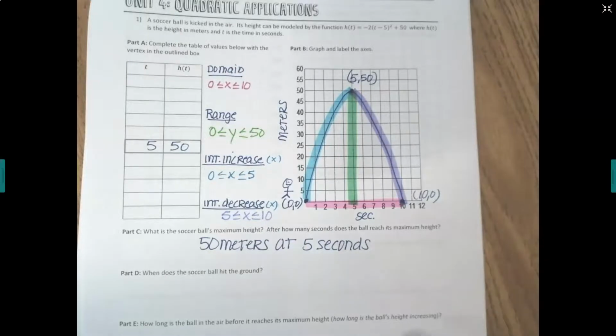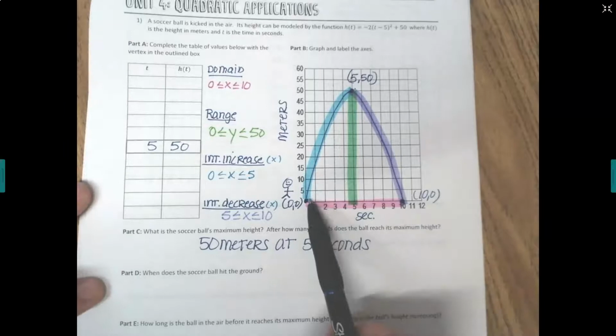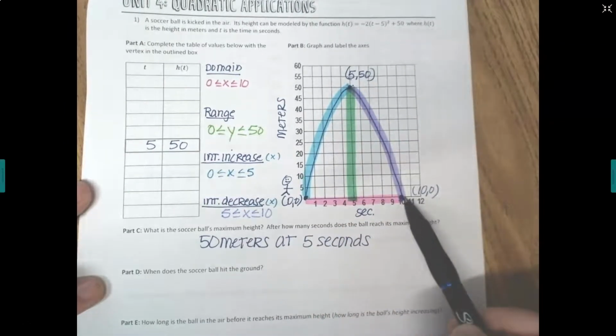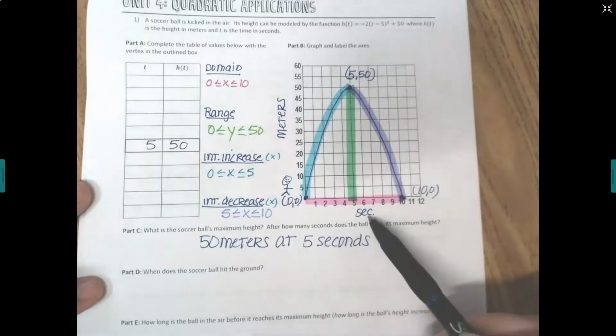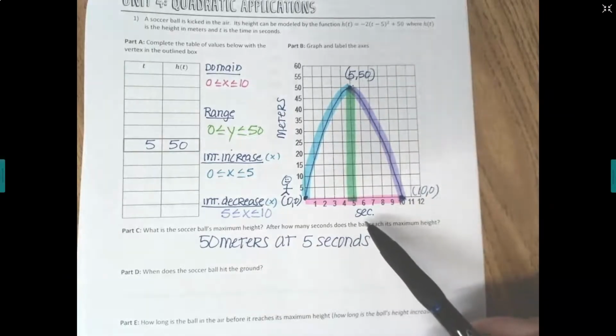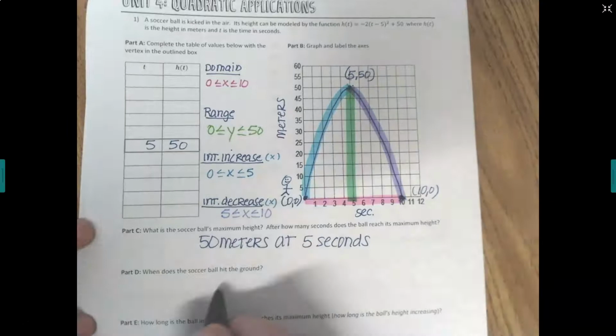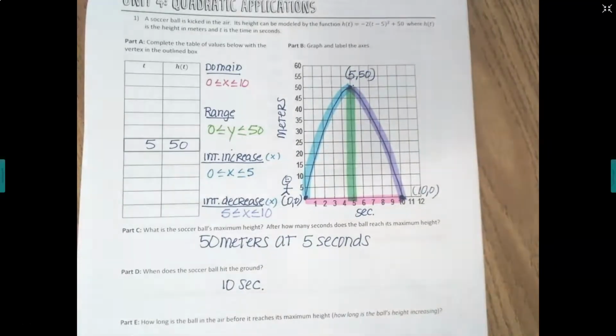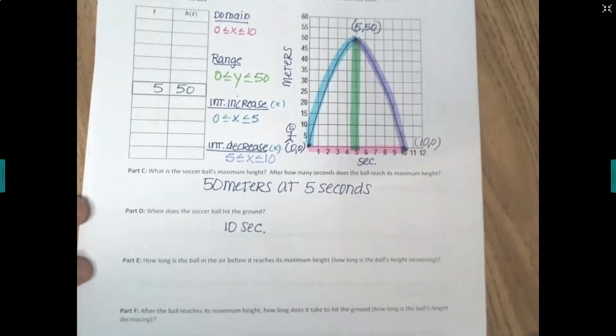Now let's look at part D. When does the soccer ball hit the ground? Well, it starts here. It goes up and it comes back down and it hits the ground here. And it asks when. So that happened at 10 seconds. So we're going to write 10 seconds here. See why labeling all this is really helpful. It helps us answer all of these questions.